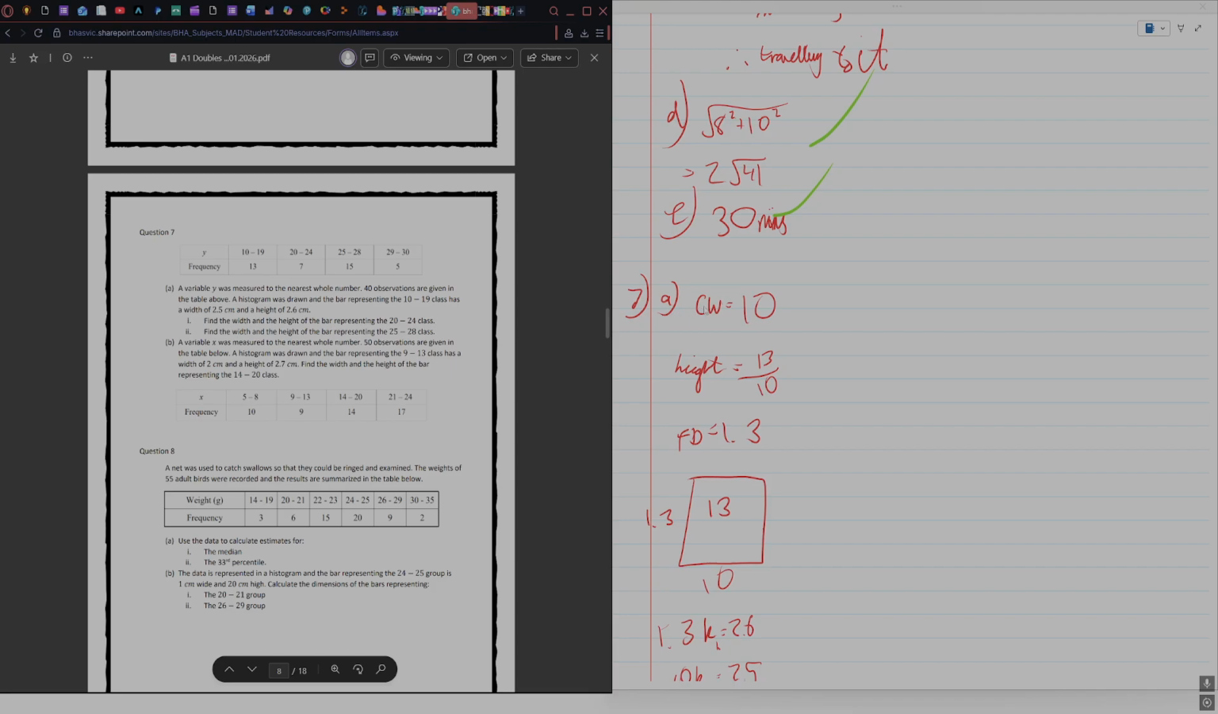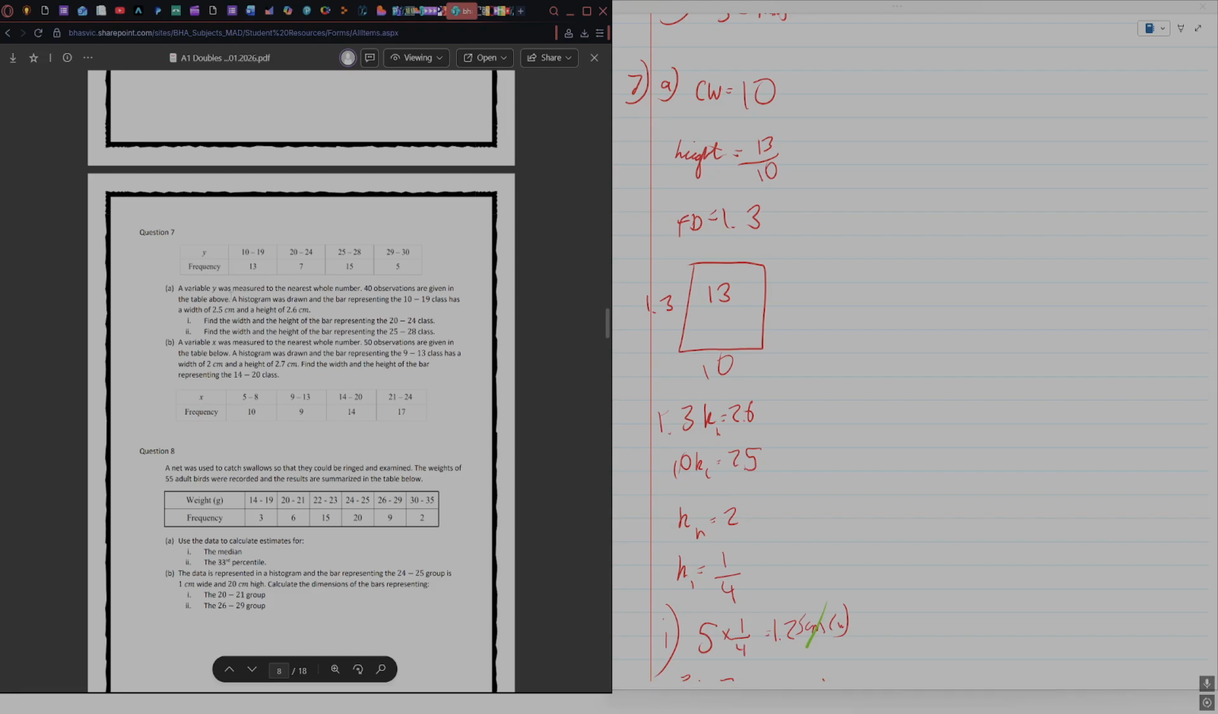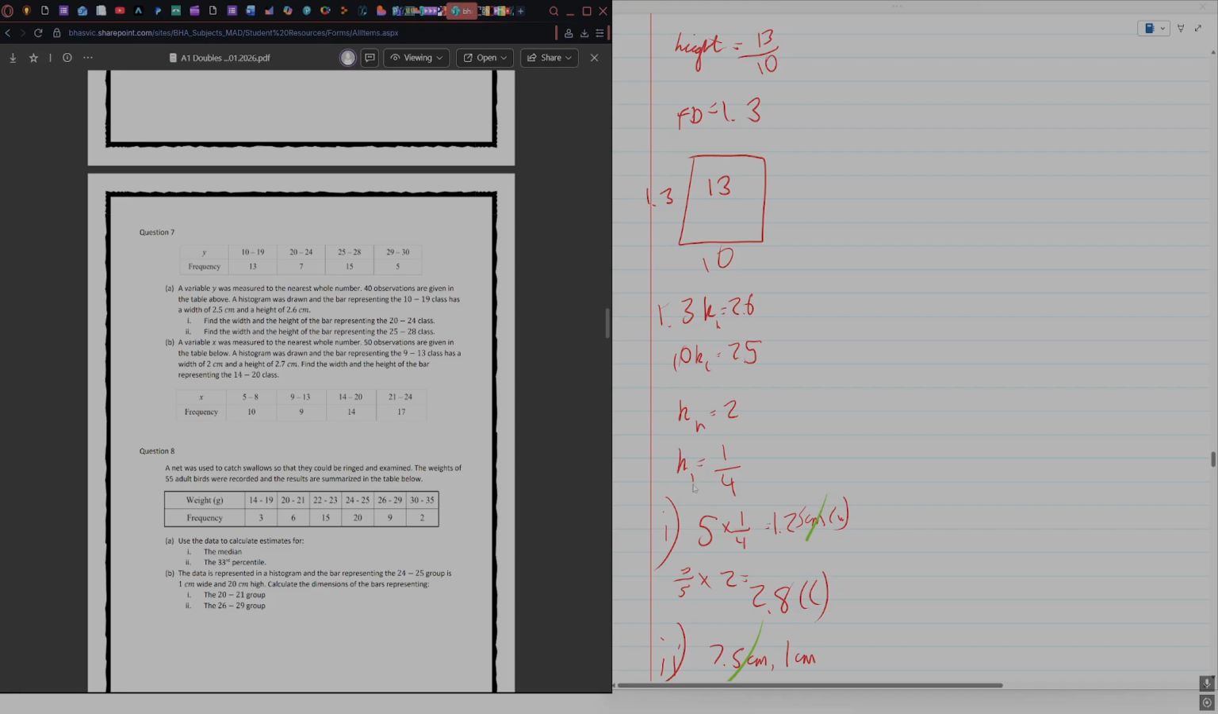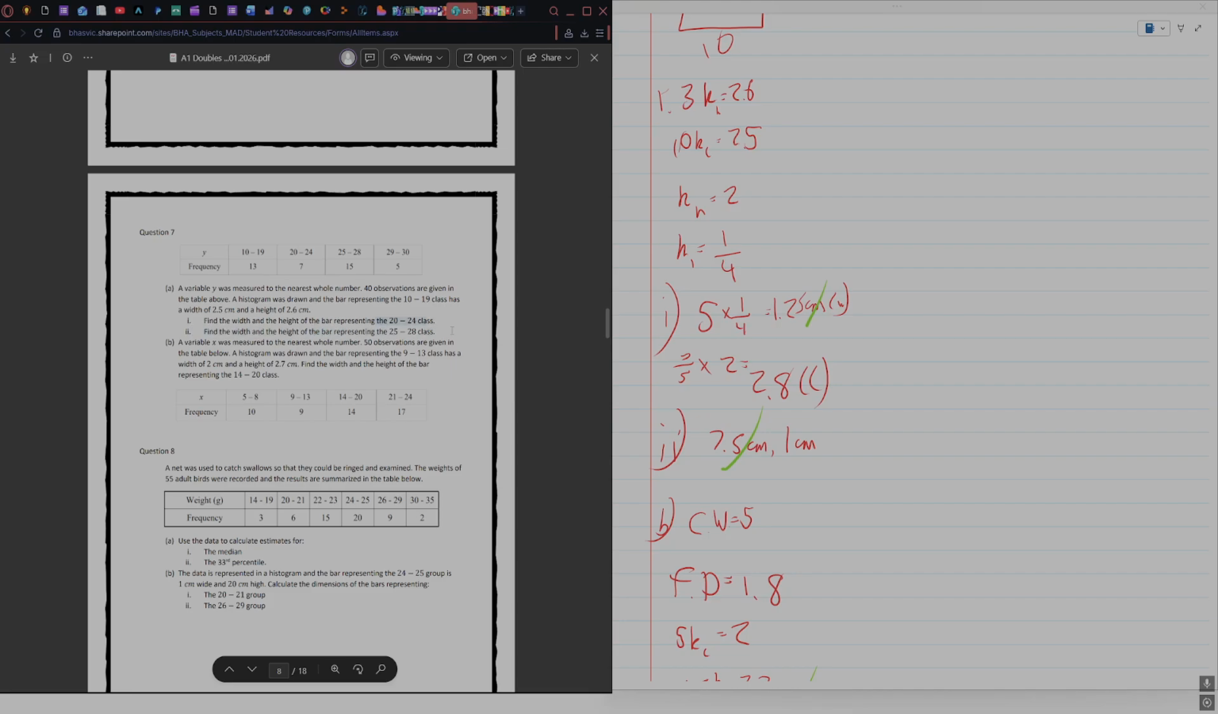This is the thing I was most confused about, because I don't really understand why the class width is 10 and not 9.5, but it is 10 for some reason. And the height is 13 over 10, because you want the frequency density and the class width to both multiply to the frequency, so that's how a histogram works. Then I drew out the box, and you say that 1.3 times the height scale factor is 2.6, and 10 times the length scale factor is 2.5. You find those scale factors, and then you can apply them to the other classes that you need.